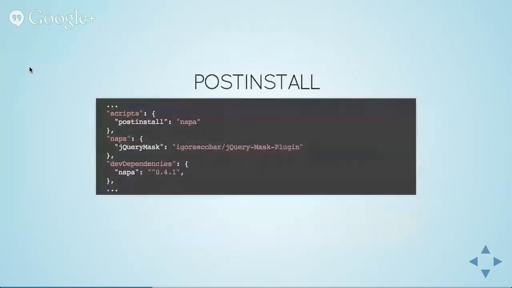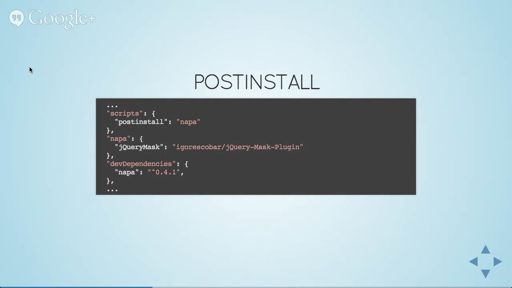Here's an example of a post install. I'm going to be touching on Napa a little bit. So Napa is an NPM module out there specifically targeted for getting you dependencies that are not on the public NPM registry and may or may not even have a package.json. All right. So your jQuery plugins, it's a perfect place for this. So for example, the jQuery mask plugin, there's no package.json. I think it's up on Bower, maybe, I don't know. I don't care.